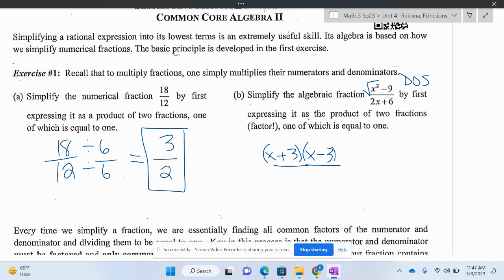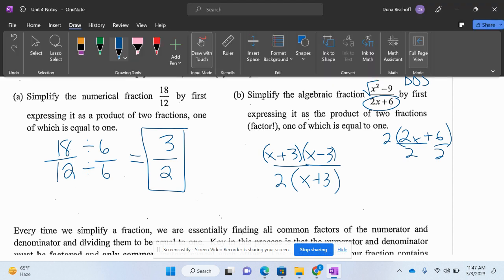Let's look at the 2x plus 6. What can we do with this? We can pull a 2 out. If I factor out a 2, it becomes x plus 3. And now you see that you have the same thing in the top as in the bottom. I want to show you what I mean by that.